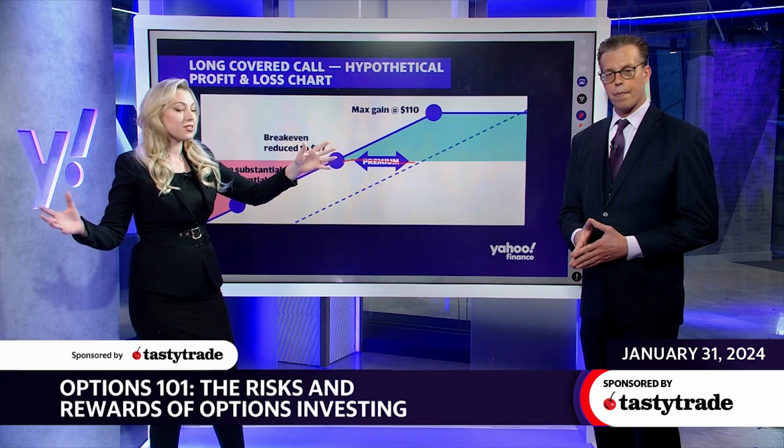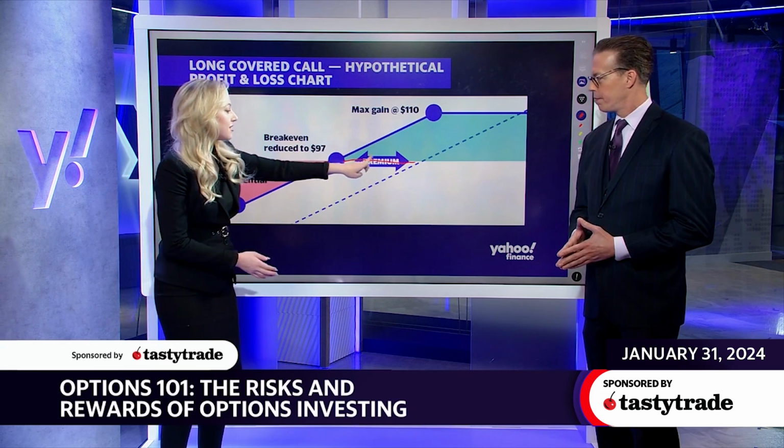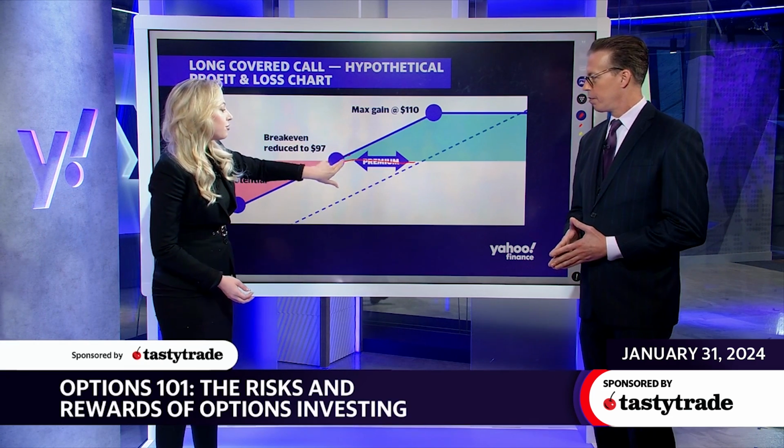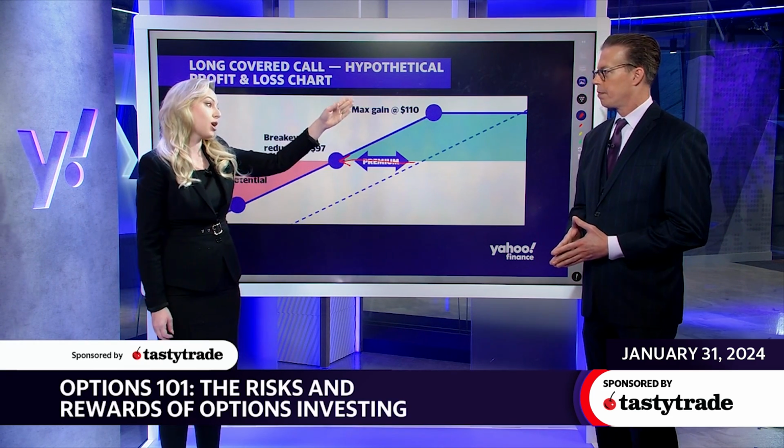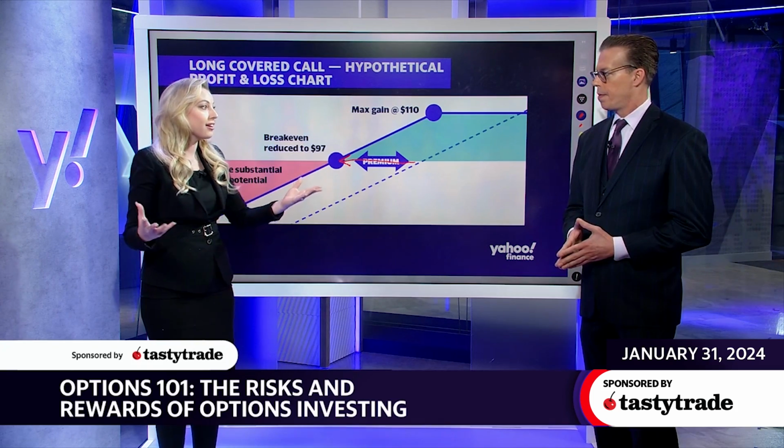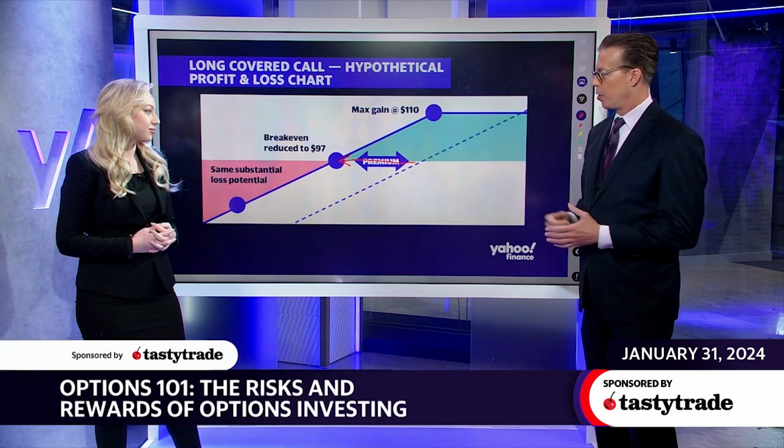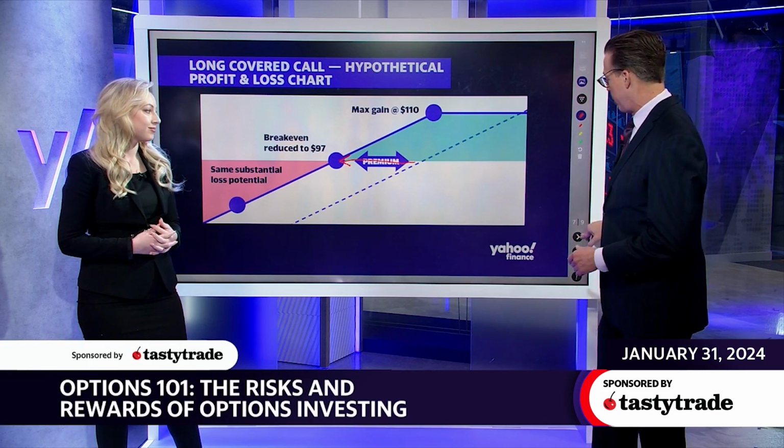Now, with options, there's a give and take. The give, of course, is this premium reduction of $3. The take is capped upwards potential. If I own the stock, I theoretically can hold it indefinitely. It can go up to an unlimited amount. Here, I'm capping my gain potential at 110. All right, so limited upside, and again, we got the potential of 100% loss, but you've put some money in your pocket.